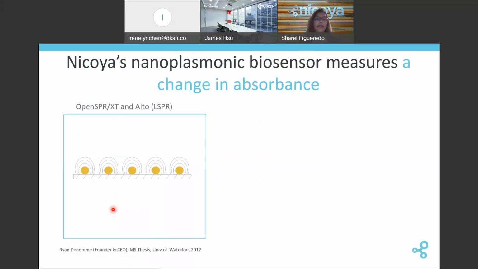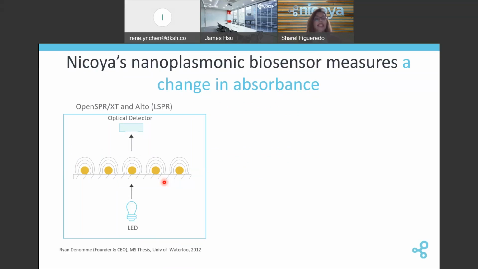Now, our nanoplasmonic biosensor consists of golden nanoparticles that are deposited on a glass slide. Light from an LED source creates a sensing field as it passes through these gold particles and is collected into an optical detector. We monitor absorbance.